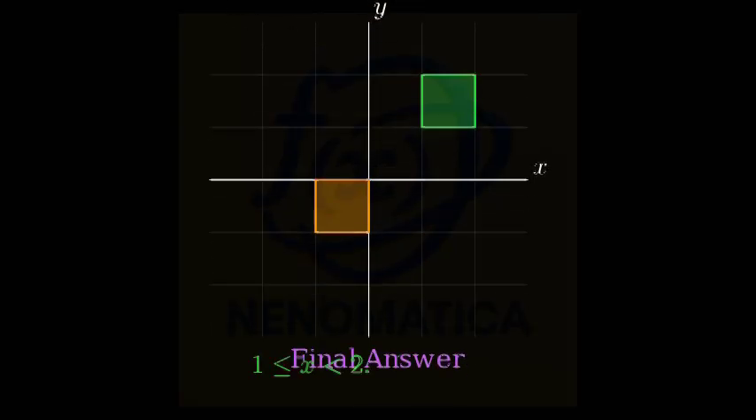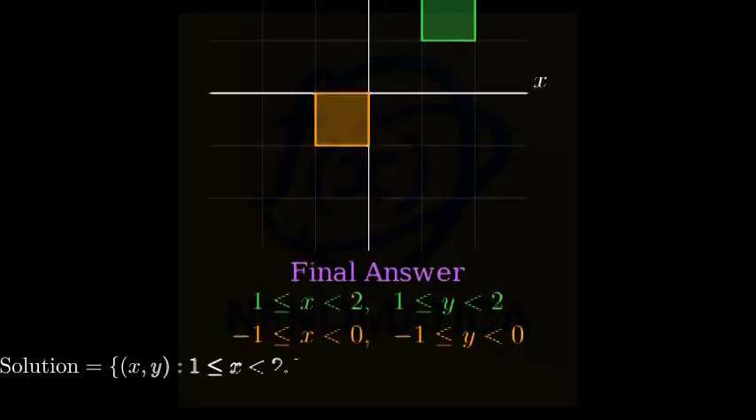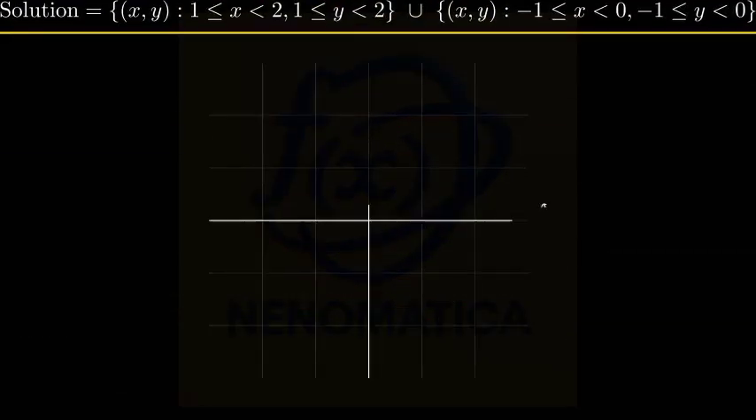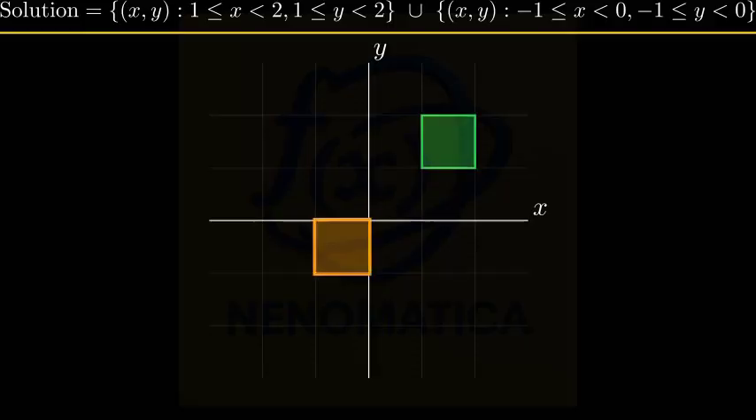Final summary: because the floor of x and the floor of y are integers whose product is 1, the only possibilities are both equal to 1 or both equal to -1. Therefore, the solution set in the xy plane is the union of two squares. First, 1 less than or equal to x less than 2, and 1 less than or equal to y less than 2. And second, -1 less than or equal to x less than 0, and -1 less than or equal to y less than 0. Visually, the solution consists of exactly these two shaded unit squares on the integer grid.